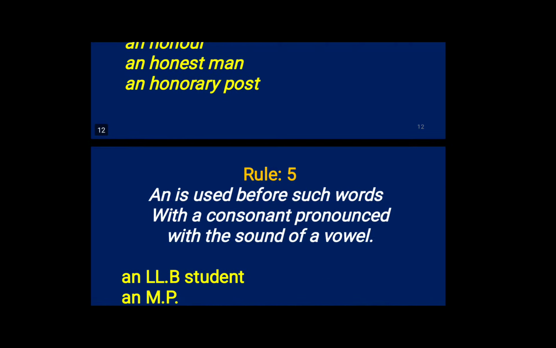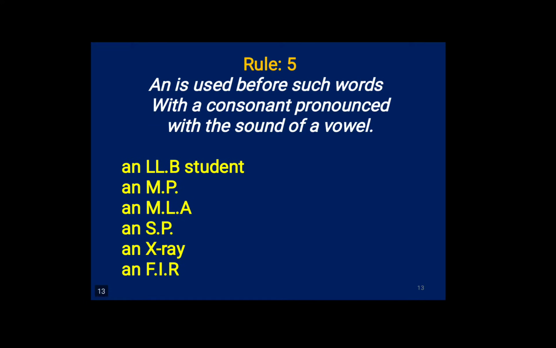Now coming to rule 5. An is used before words with a consonant pronounced with the sound of a vowel. It is a consonant, not a vowel, but the sound will be of a vowel, so instead of a, we use an. An LLB student: L is a consonant, but when we pronounce it we say el, so the sound is of a vowel.